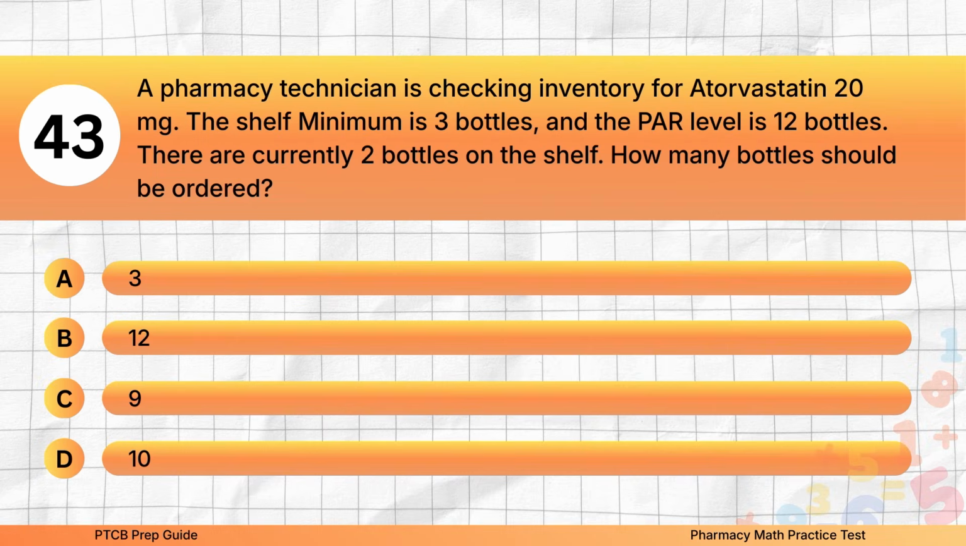Question 43 covers inventory management. A pharmacy technician is checking inventory for atorvastatin 20 milligrams. The shelf minimum is 3 bottles, and the PAR level is 12 bottles. There are currently 2 bottles on the shelf. How many bottles should be ordered? A, 3, B, 12, C, 9, or D, 10. Pause the video here and decide your order quantity.